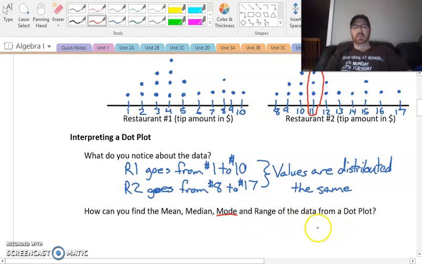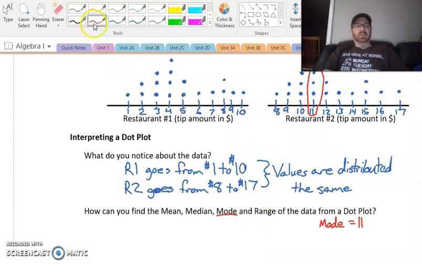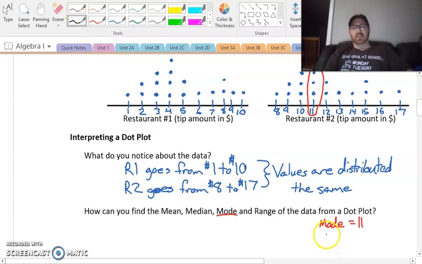Okay, I'm going to write it over here. Mode equals 11. So the mode is super easy to find on a dot plot. It's just the one with the most dots, which should be the tallest.